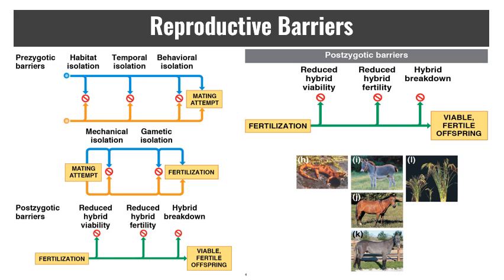Reduced hybrid fertility, if you take a donkey and a horse and breed them together, you make a mule. But the mule is typically sterile, so that's not going to be a successful species. If you need a new mule, you're going to have to go back to the horse and the donkey.